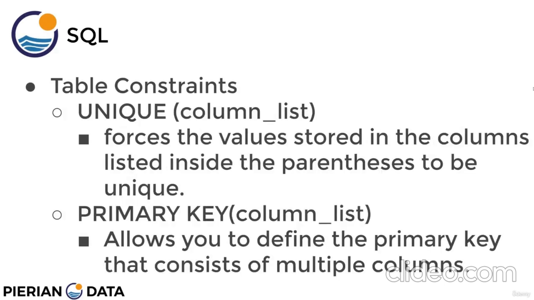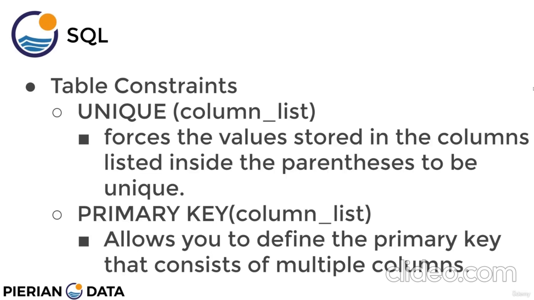There's a unique column list constraint. So you pass in a list of columns into unique, so it applies across multiple columns across the table, and it forces the values stored in these columns listed inside the parentheses to be unique. So instead of just having something be unique within a column, it's going to have to be unique within multiple columns. So that's why this is known as a table constraint, because it's expanding it beyond just a single column.